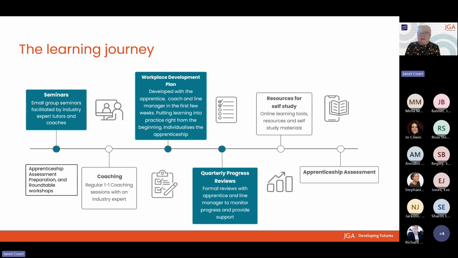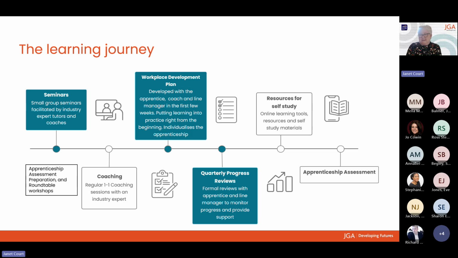And we do that as well with the regular one-to-one coaching with someone like myself. And the one-to-one coaching is also with a manager. We usually say line manager, but it doesn't need to be a direct line manager, but it's somebody who has taken on responsibility for the learner during their apprenticeship. So it doesn't necessarily need to be a line manager. We develop with them this thing called a workplace development plan. And again, this involves the learner and their manager.